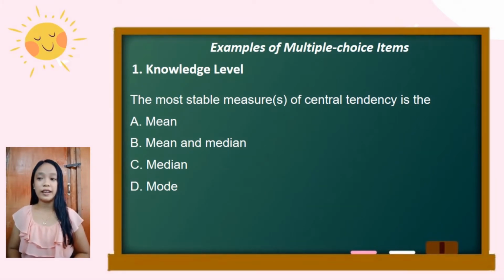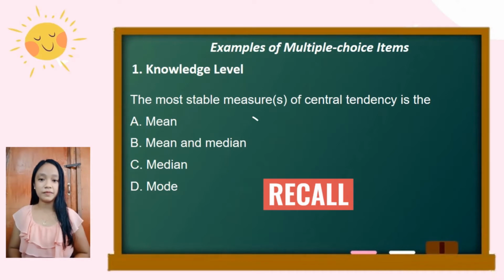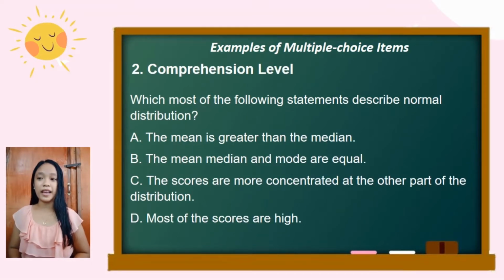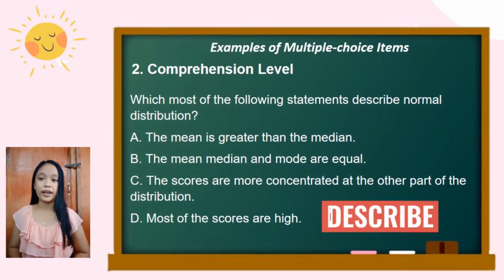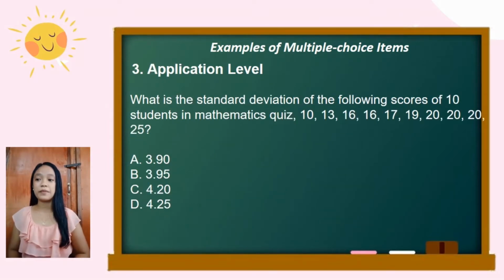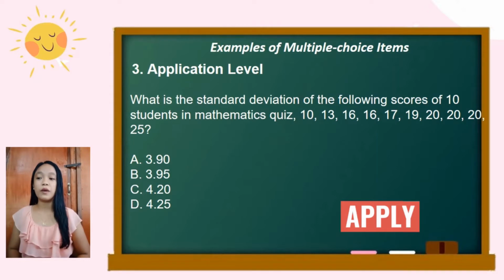We have the knowledge level. This kind of question is a knowledge level type because the students are required only to recall the properties of the mean, and the correct answer is option A. The second one is the comprehension level. This kind of question is a comprehension level type because the students are required to describe the scores that are normally distributed, and the correct answer is option B. The third type is the application level. This kind of question is an application level type because the students are asked to apply the formula and solve for the variance. The correct answer is option C.